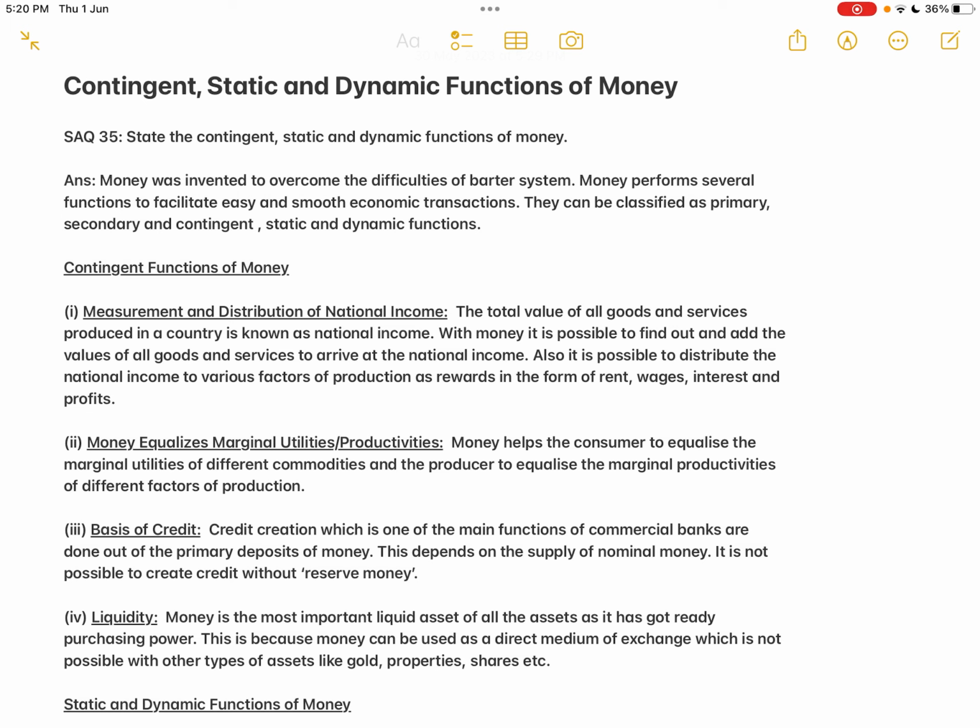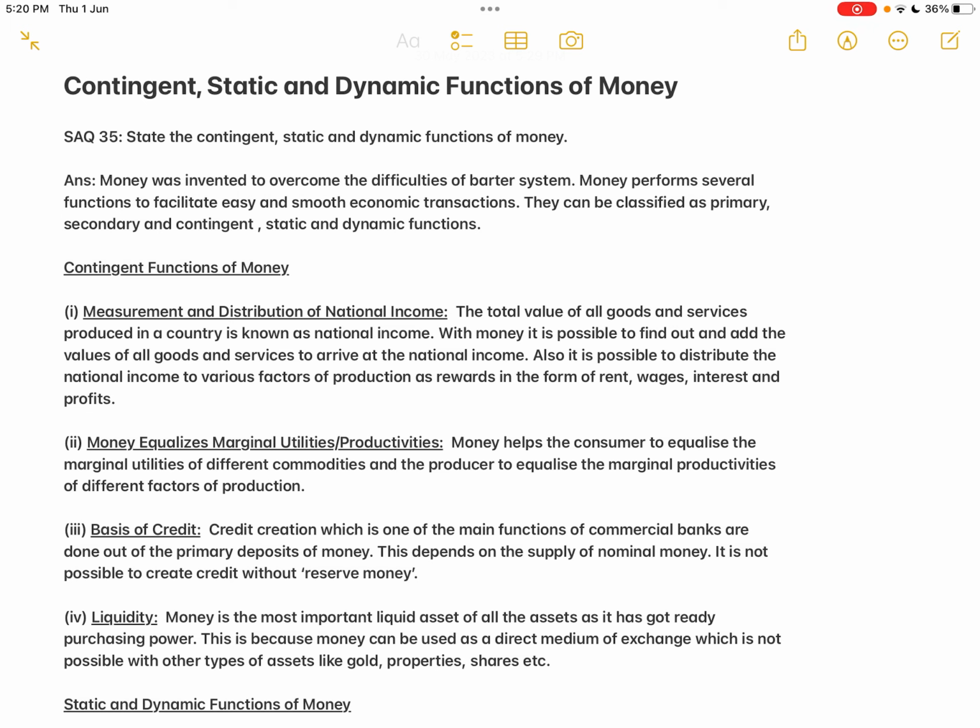Second one, money equalizes marginal utilities and productivities. Money helps the consumer to equalize the marginal utilities of different commodities and the producer to equalize the marginal productivities of different factors of production. Third one, basis of credit. Credit creation, which is one of the main functions of commercial banks, is done out of the primary deposits of money. This depends on the supply of money. It is not possible to create credit without reserve money. Fourth one, liquidity.